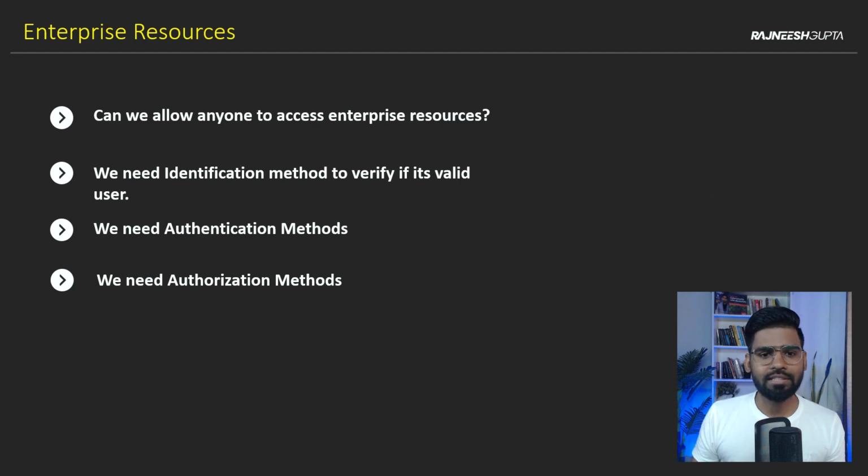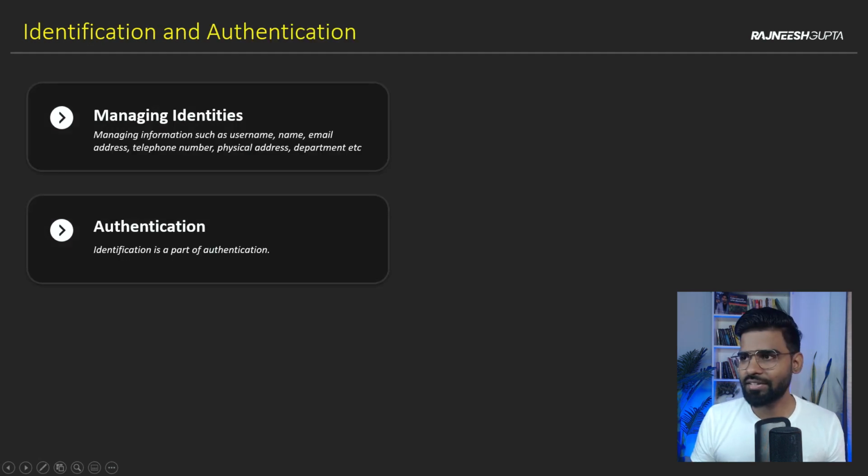Now let's understand how exactly this looks. Managing identification is all about managing identities. Identities could be username and user information, but are not just limited to the user's full name, first name, last name, or email address. It could be many things: username, name, email addresses, telephone number, physical address, department, maybe his direct manager's details, maybe blood group. Anything in the organization can be treated as an identity for that specific user.